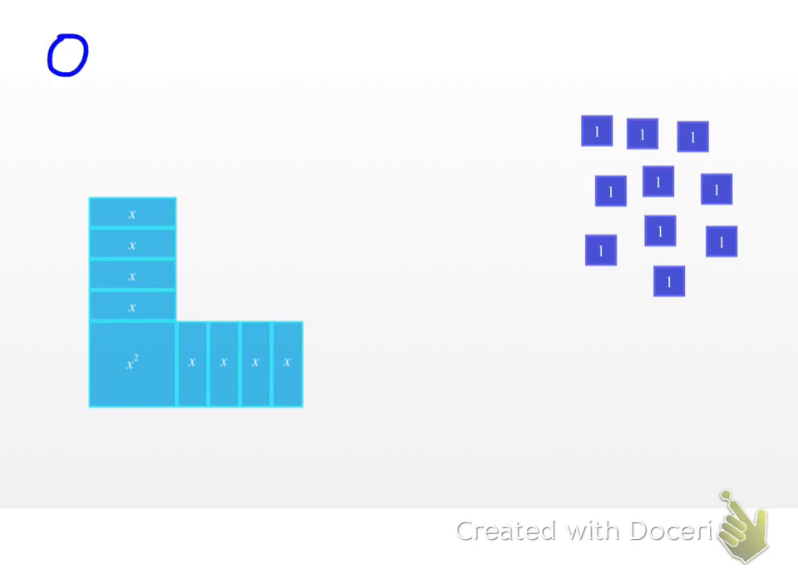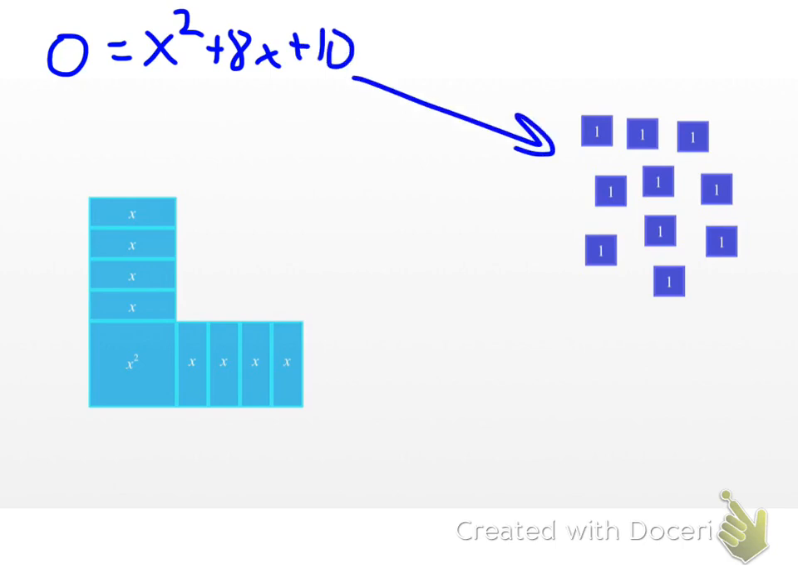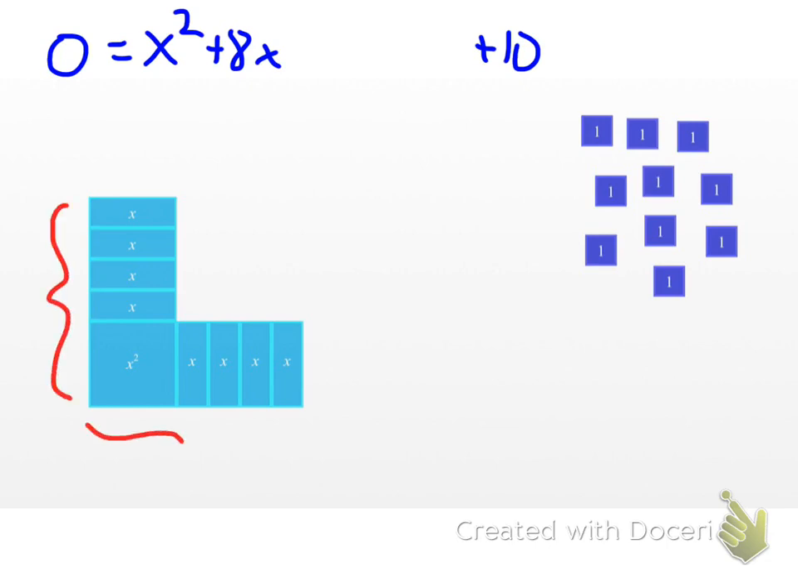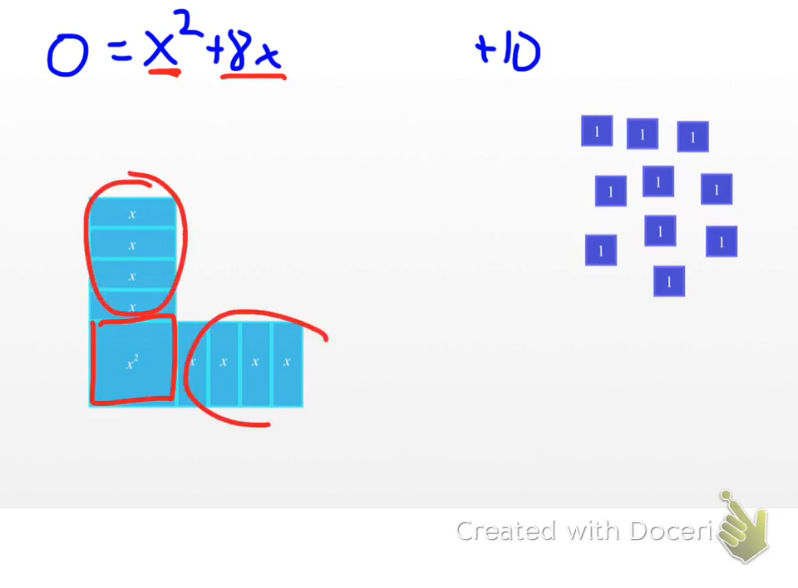So again, I have my 0 equals x squared plus 8x plus 10. You can see my 10 over here is pushed off to the side. To build a square, both sides have to be the same length. Otherwise, it's not a square. That means I have my x squared right here. That's this one. If I have 8 x's, that means I need to put 4 x's here and 4 x's here.